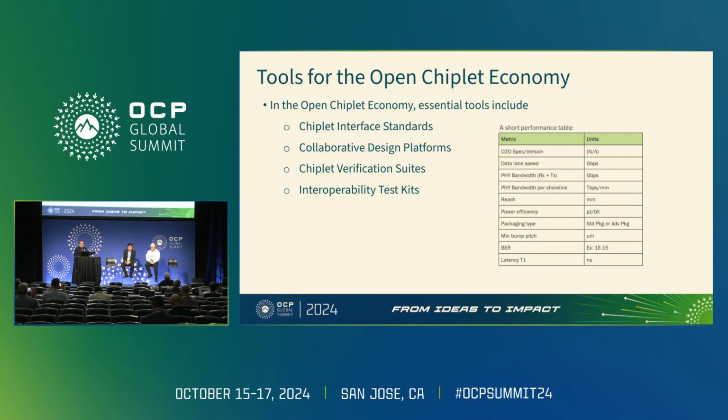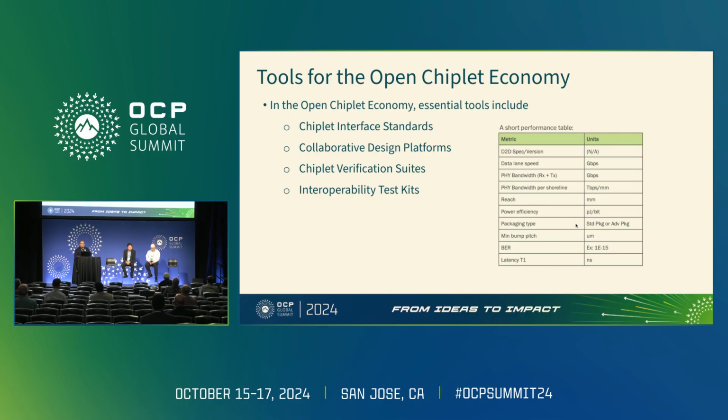From another perspective, we believe these are essential tools for the open chiplet economy. If you want a successful open chiplet economy, you need a chiplet interface standard, a collaborative design platform, a verification method, and also interoperability test kits. The table that I'm talking about here is a very, very short version of it. The full table is long.